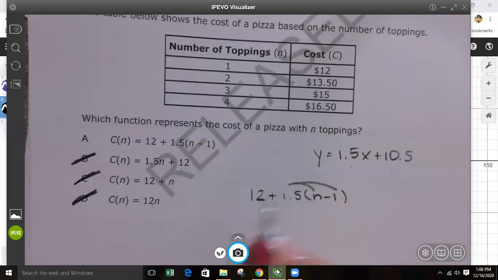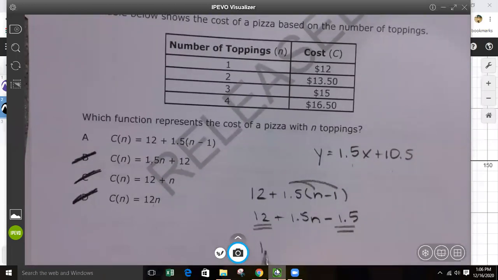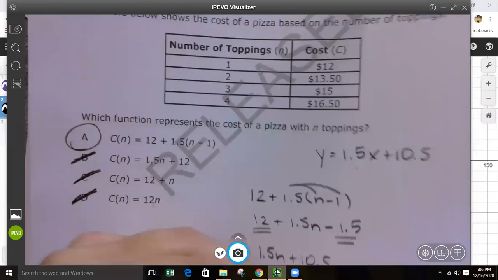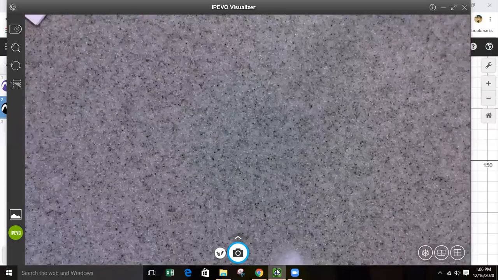You're going to distribute the 1.5. You get 12 plus 1.5n minus 1.5. Add your like terms. You get 1.5n, and 12 minus 1.5 is 10.5. So A has to be your answer. We are skipping 40. And we're going to 41.